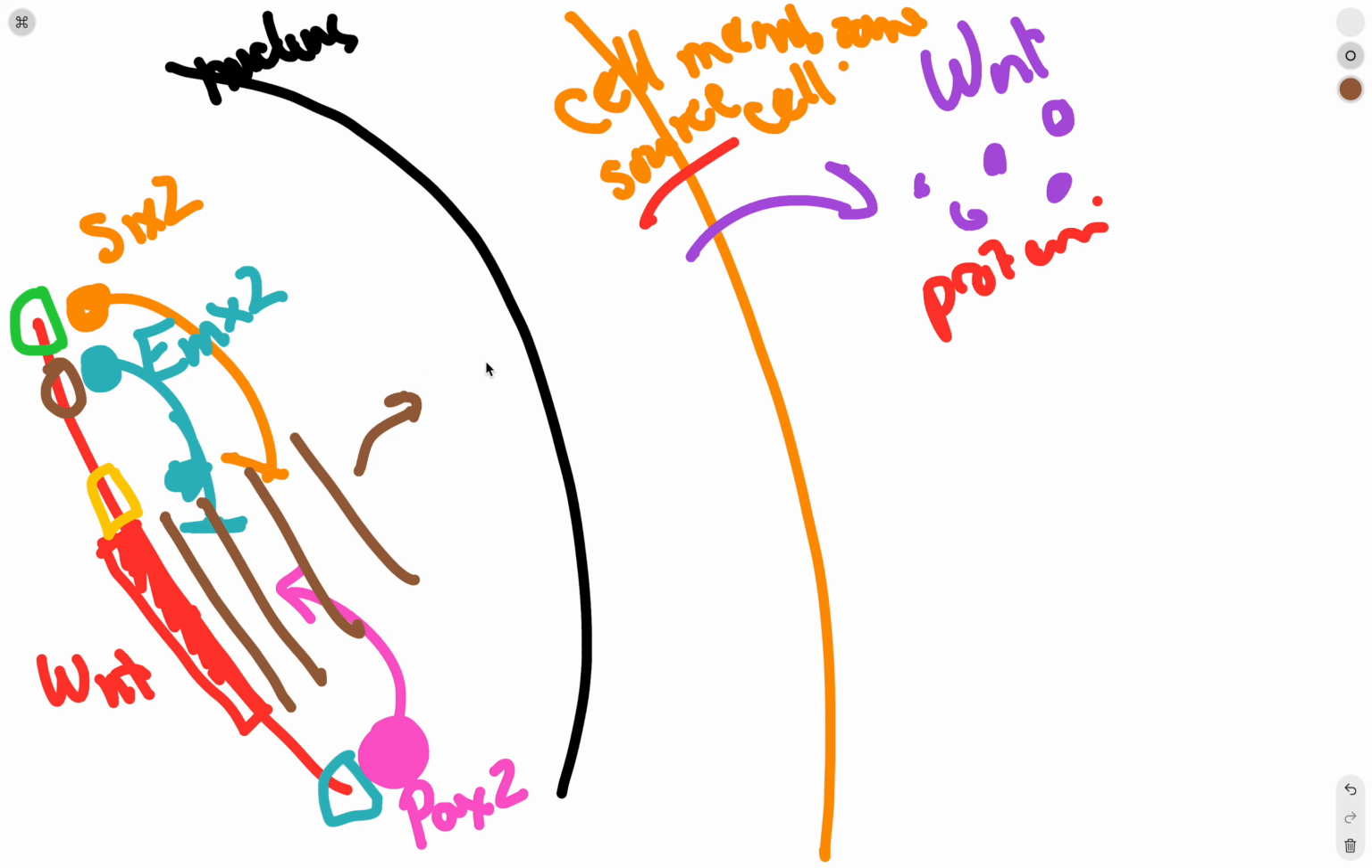It's going to get processed, and the mature mRNA will leave the nucleus, so we got the mRNA out here. It's going to bind to a ribosome and get translated into Wnt. So that's the first part of our drawing, that's what's happening in the source cell.